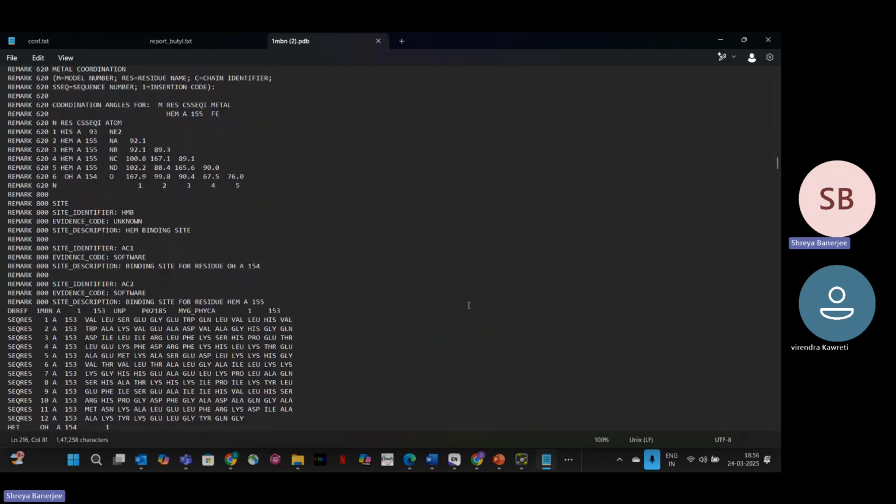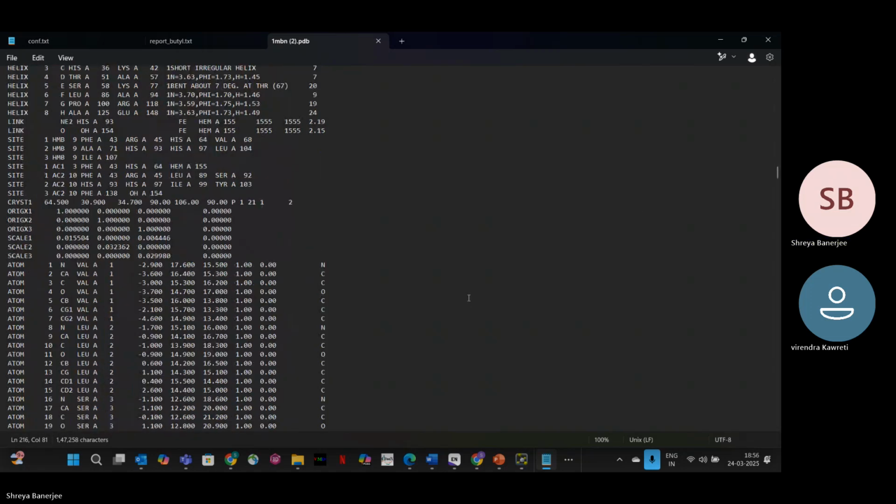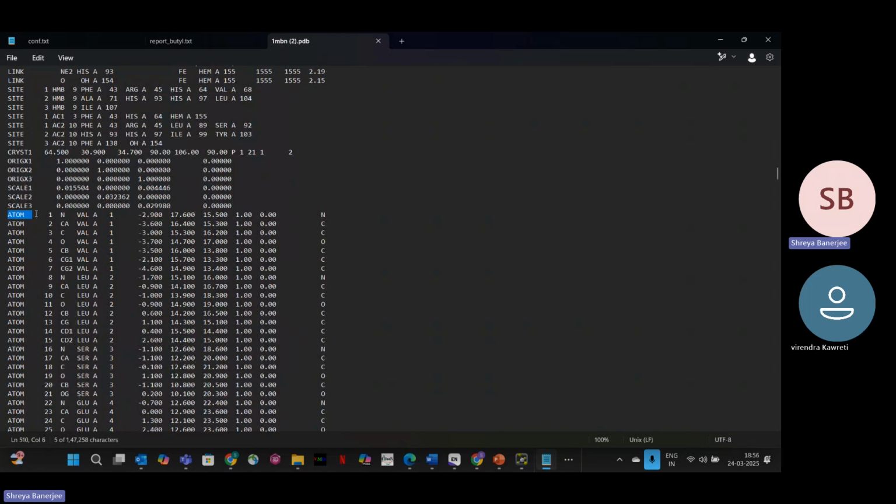And as you go down, for each atom, you see this line. It is saying that for atom number 1, you are talking about a nitrogen atom, and it belongs to valine. VAL is the 3-letter code for valine. And valine is in chain A. So suppose you have 3 chains in a PDB, 3 polypeptide chains. Valine is in chain A. Then it is telling you about the X, Y, Z coordinates of the atom.